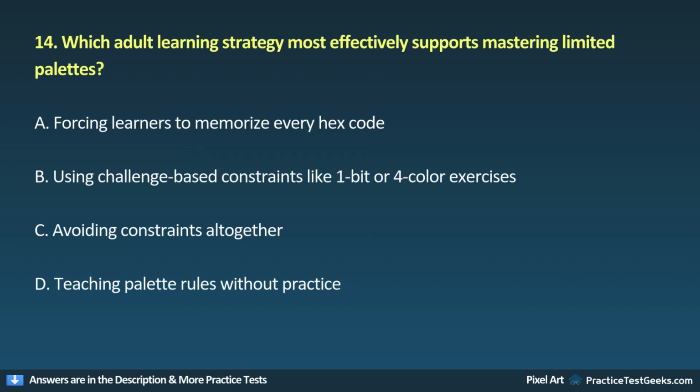14. Which adult learning strategy most effectively supports mastering limited palettes? A. Forcing learners to memorize every hex code. B. Using challenge-based constraints like 1-bit or 4-color exercises. C. Avoiding constraints altogether. D. Teaching palette rules without practice.